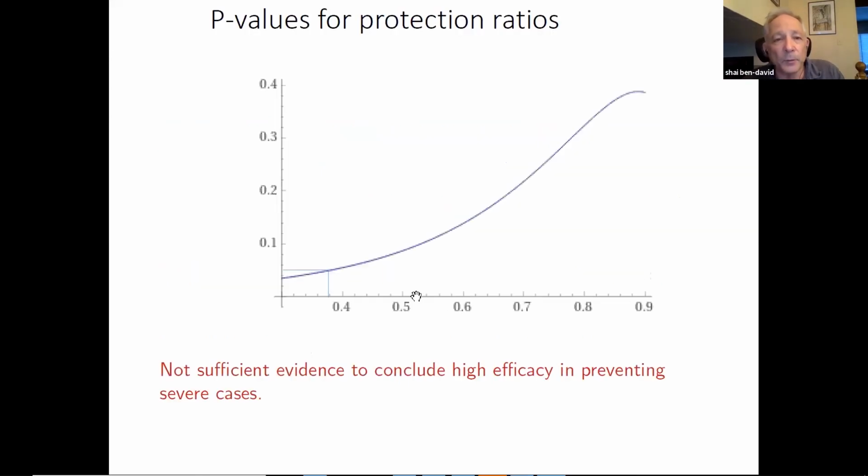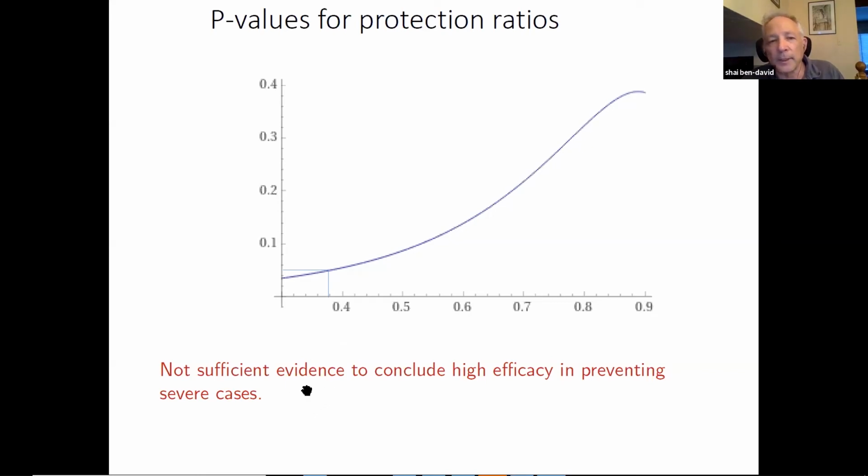So here I drew this graph. This is easy to calculate. You can see that if we want protection against severe symptoms, and you want to put your p-value at 0.05, then the protection ratio that you can reliably assume is pretty low. And this is even before we take into account the repetitions of many experiments.